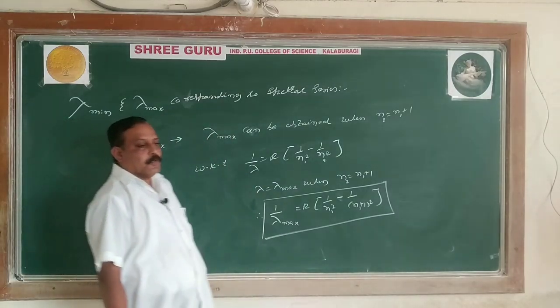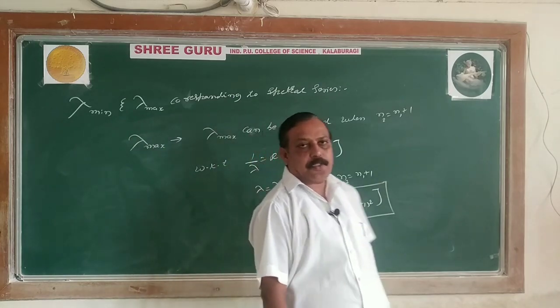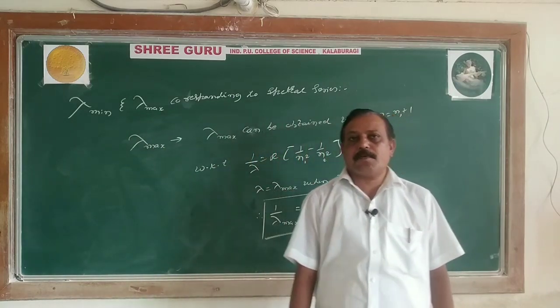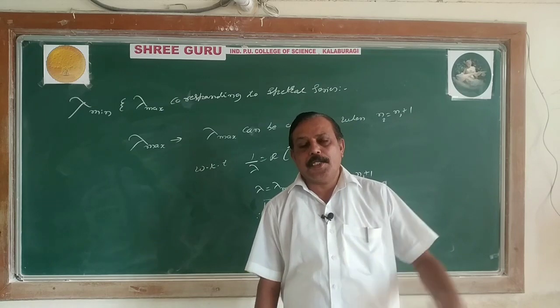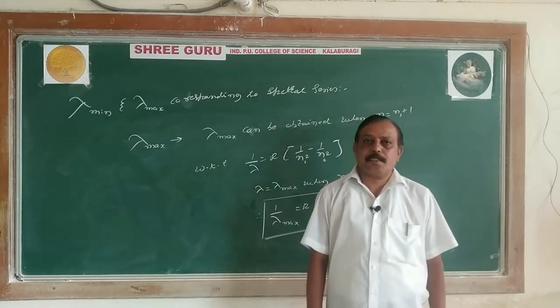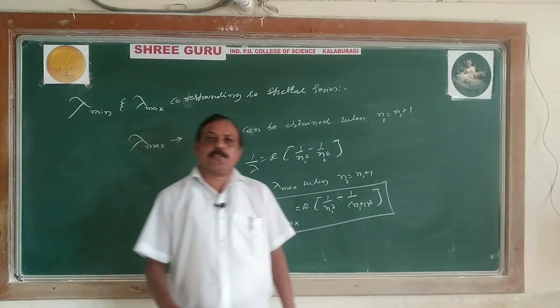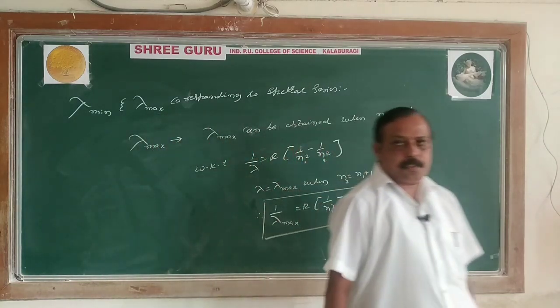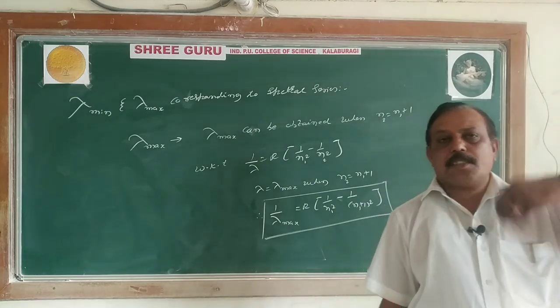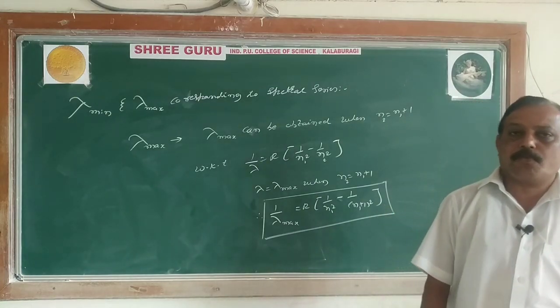So the nth orbital energy for the hydrogen atom, En equals minus 13.6 divided by n square electron volt. In general, for any atom by considering Z, the nth orbital energy equals minus 13.6 divided by n square into Z square electron volt. Then we have calculated the individual energy for the hydrogen atom of respective orbits.